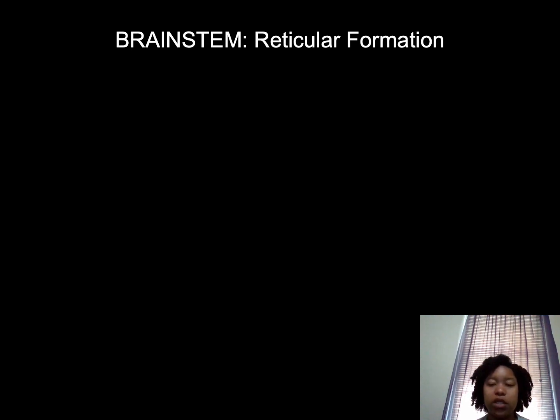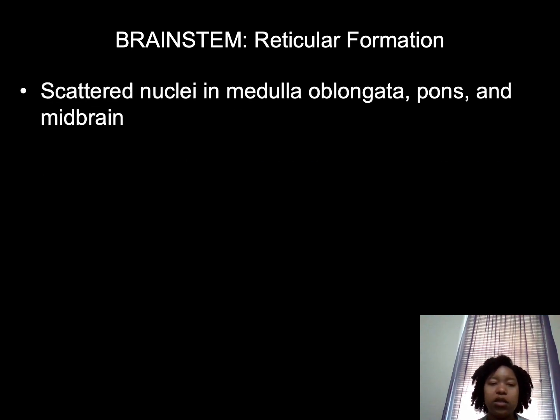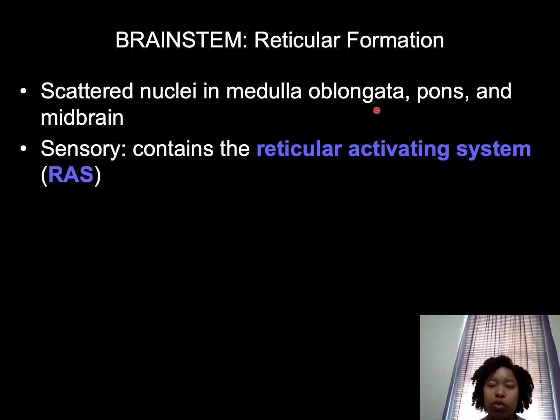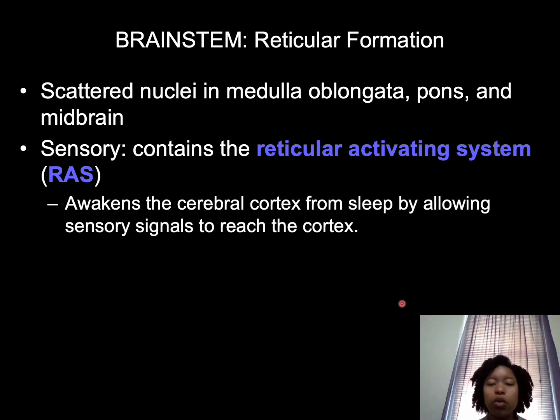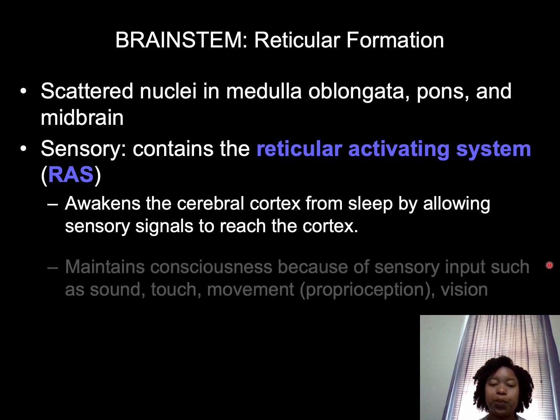So right now you have the brainstem, the reticular formation specifically. This is where scattered nuclei are in the medulla oblongata, the pons, and the midbrain, excuse me. As far as sensory information goes, it contains the reticular activating system. This is what awakens the cerebral cortex from sleep by allowing sensory signals to reach the cortex. When you're sleeping, less sensory information is able to get to that portion of the brain in order to allow it to rest and repair and do other functions that happen when you're asleep. But to wake it up, it allows that sensory information to start coming back in to stimulate the brain.